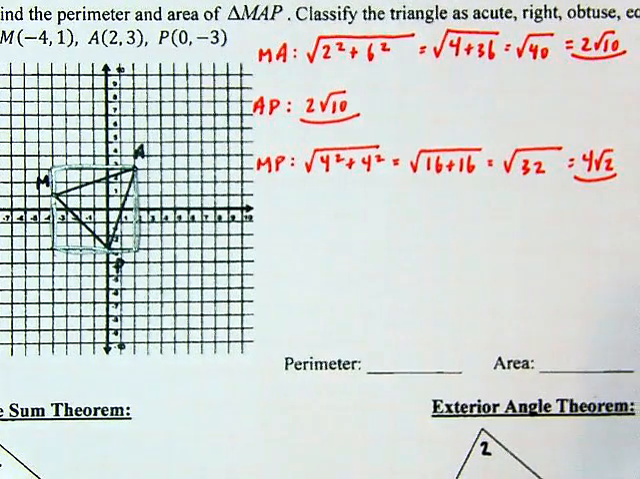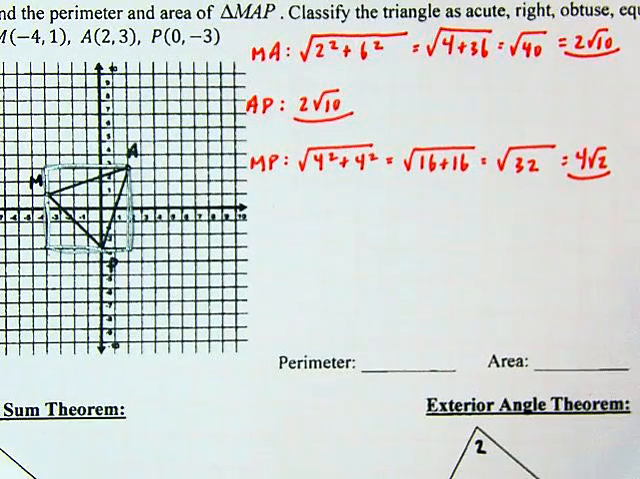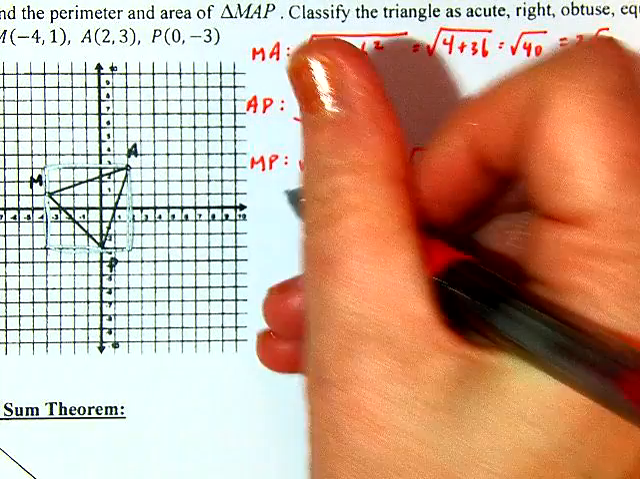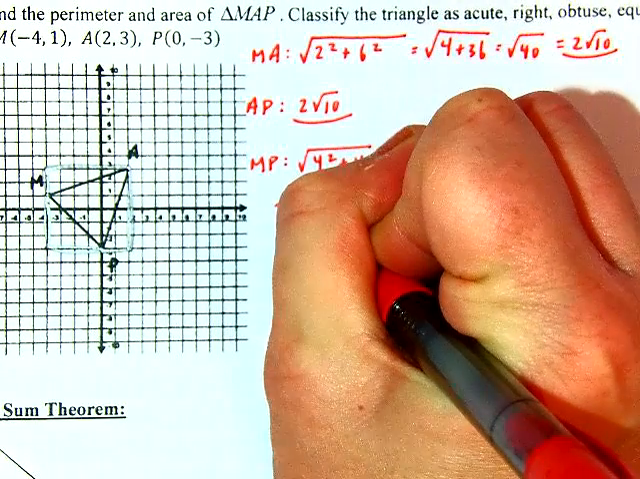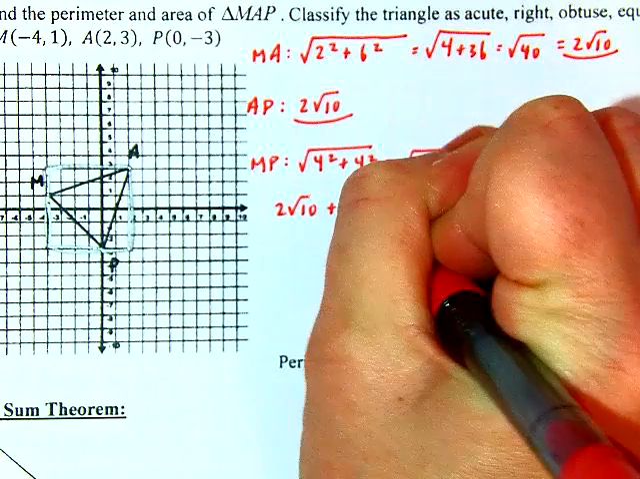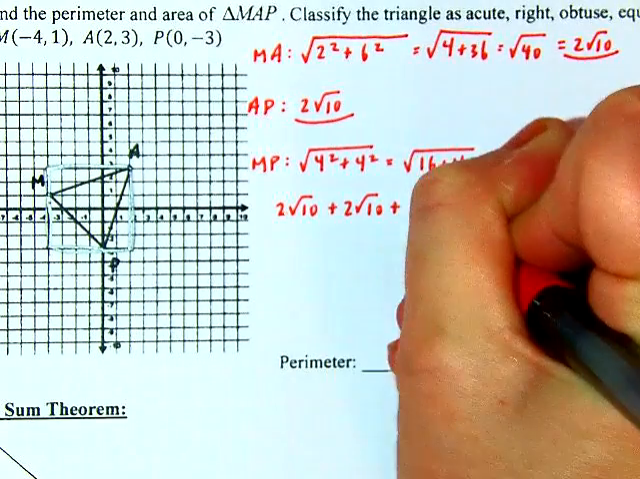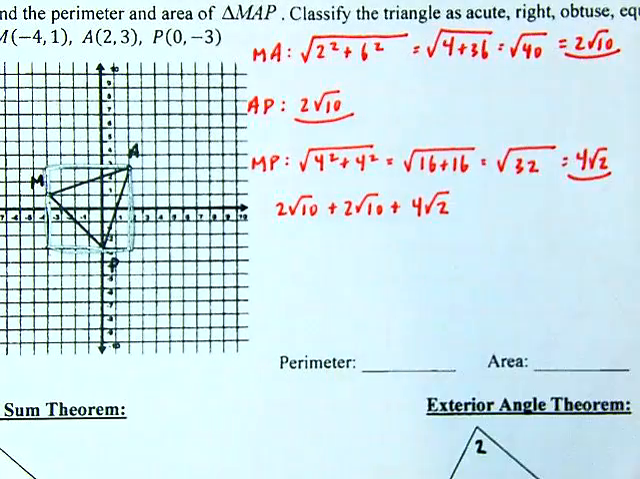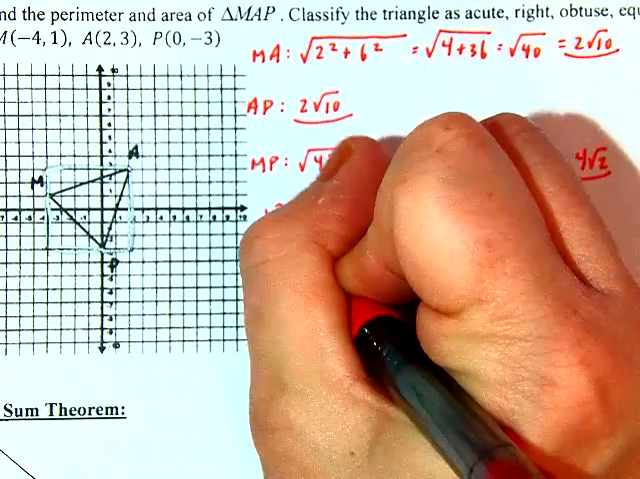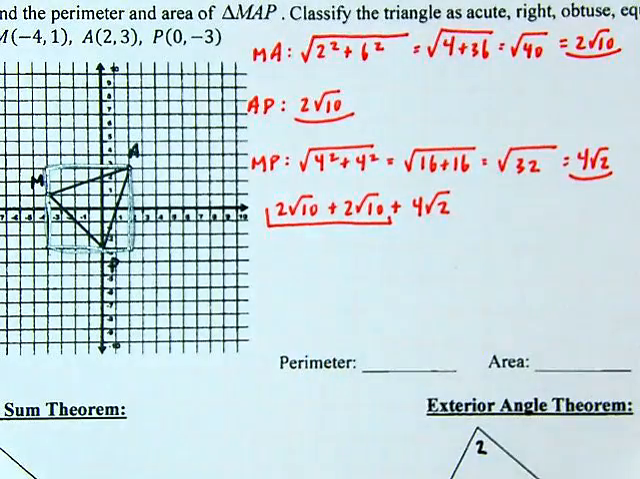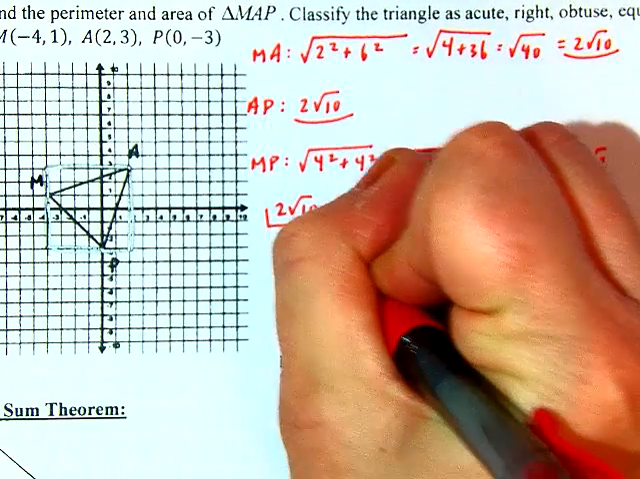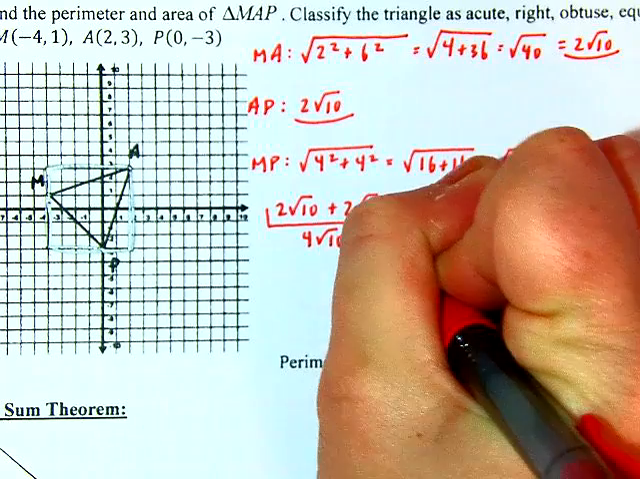All right, so I know my 3 sides, so my perimeter, I just have to add them. So I have 2 root 10 twice, and 4 root 2. So I can only combine my like terms. So right here, same radicand, that's going to get me 4 root 10 plus 4 root 2.